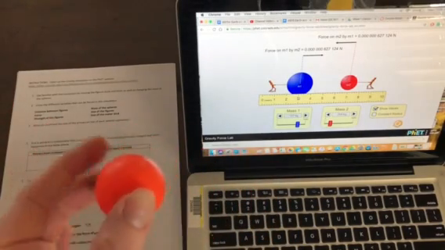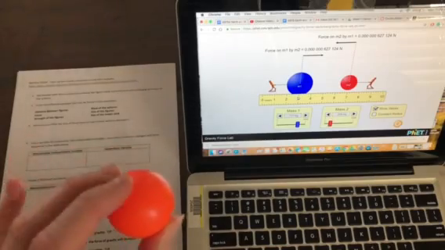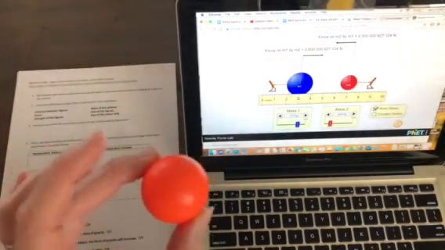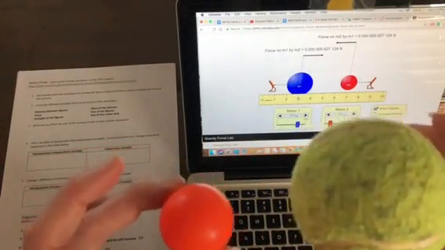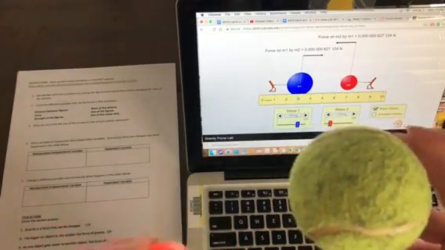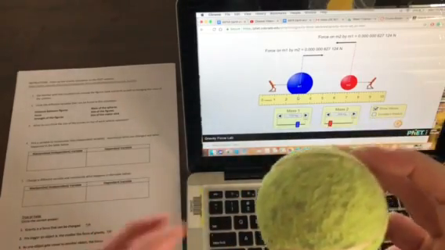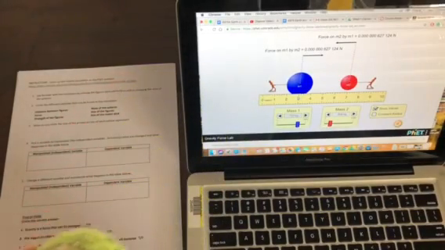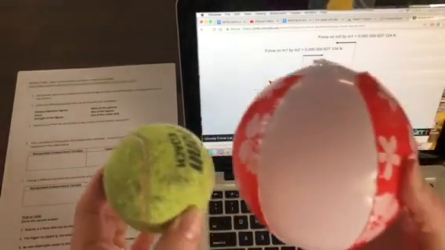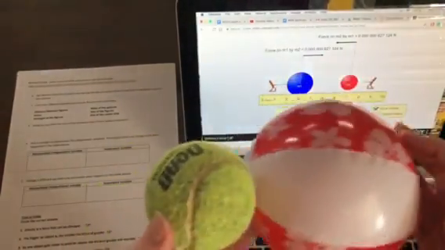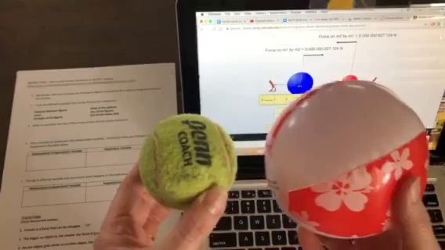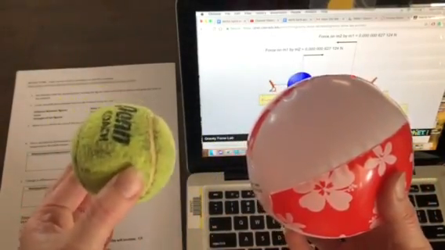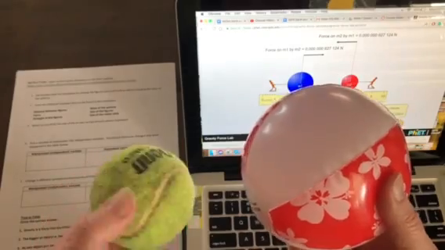So this little hollow ping pong ball is not going to have as much gravity acting on it as this tennis ball. Not just because the tennis ball is larger, but also because the tennis ball has more matter and it's more dense. I want to show you this little miniature beach ball. As you can guess, it's filled with air, okay? So this little miniature beach ball has less mass than this tennis ball. So gravity will actually pull on the tennis ball more.